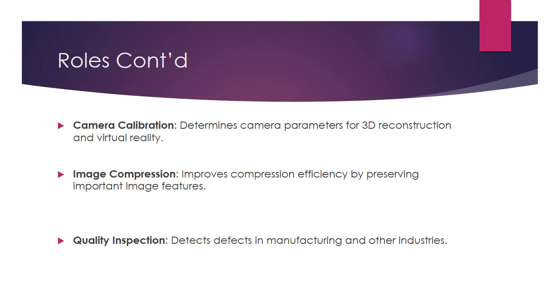Corner detection is as well used in image compression, since it improves compression efficiency and preserves important image features. Bear in mind again that corner detection is one of the feature extraction mechanisms in computer vision. It is also used in quality inspection, for detecting defects in manufacturing and other industries.